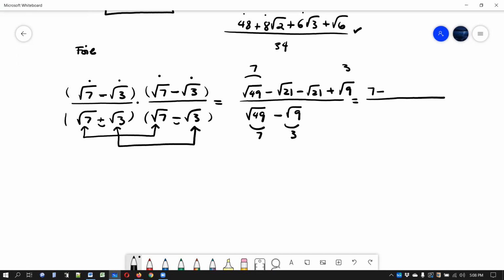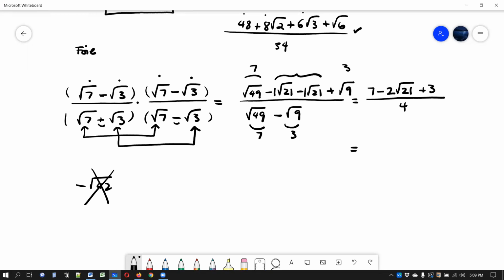And be very careful here, extremely careful. What is negative radical 21 minus radical 21? Some people will write negative 42. This is very, very wrong. The answer to this is, there's an invisible one here, minus 2 radical 21 plus 3. 7 minus 3, 4.